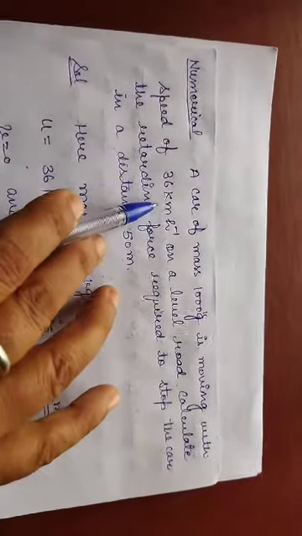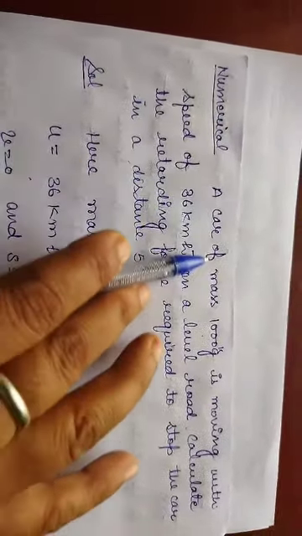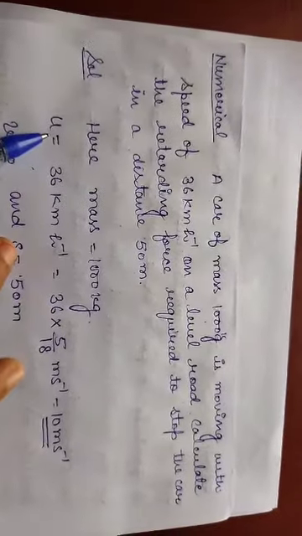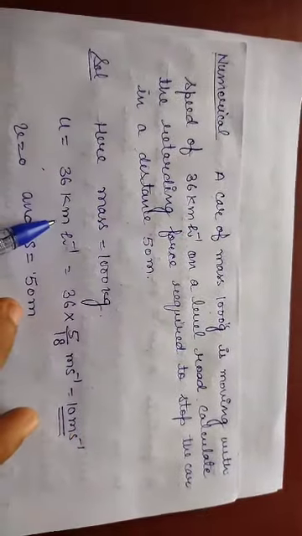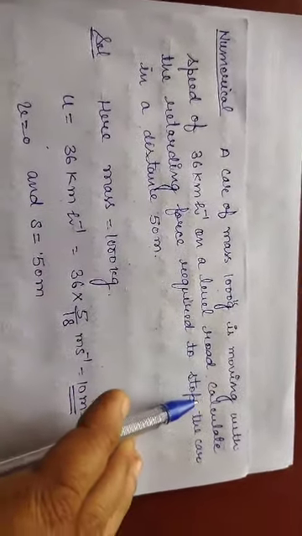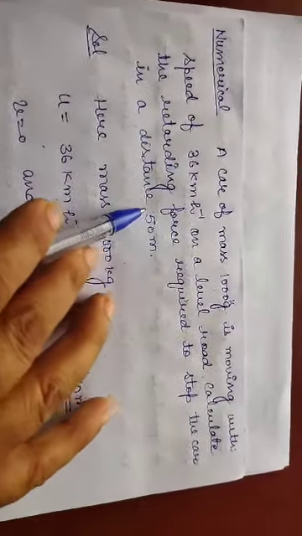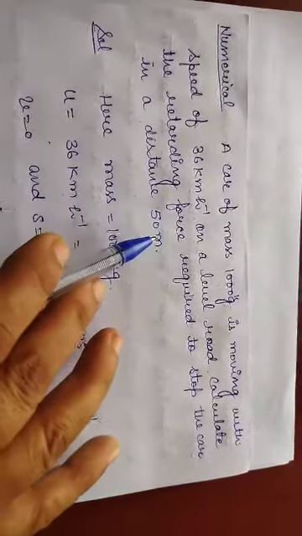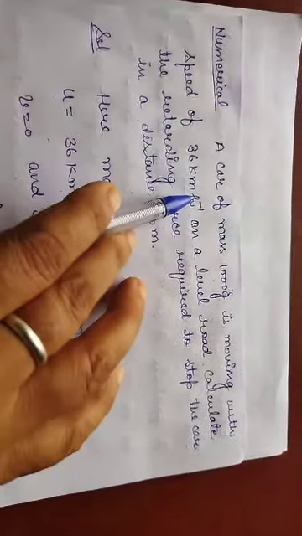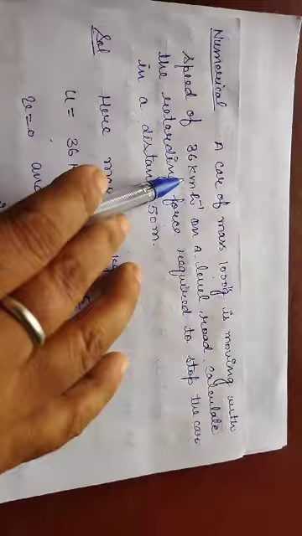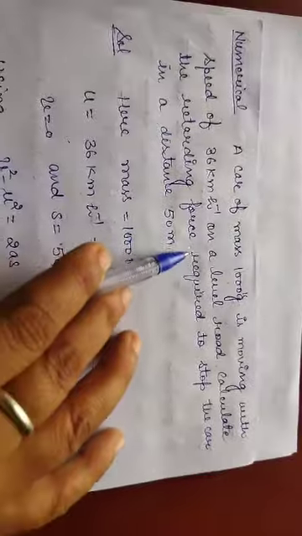This car is moving with a speed of 36 km per hour, meaning the initial speed is given. Initial velocity is denoted by U, so U is equal to 36 kilometer per hour. Here the distance is given in meters, so first of all we have to make the units the same. We have to change kilometer per hour to meter per second, because the distance is in meters.